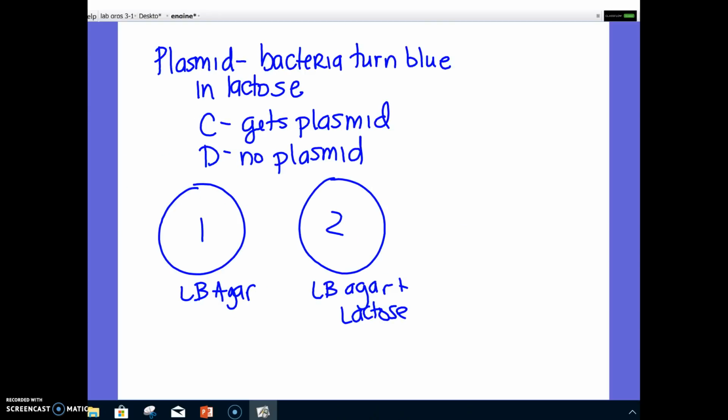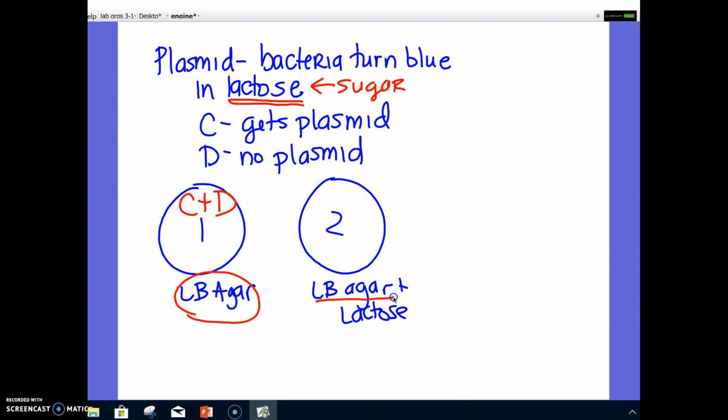This time, the plasmid causes the bacteria to turn blue in the presence of lactose. Keep in mind, lactose, you should know what that is. It's a disaccharide, so it's a sugar. It doesn't kill bacteria. Lactose would never kill a bacteria, but this plasmid would cause the bacteria to make a protein that turns them blue when lactose is present. So, LB agar, this is just food. We would expect all of our bacteria to grow, whether they picked up the plasmid or not.